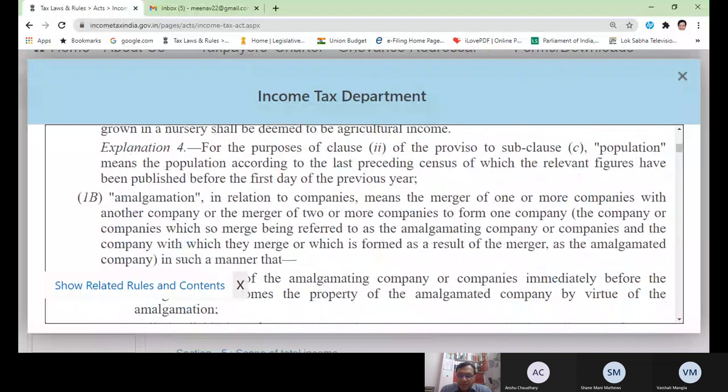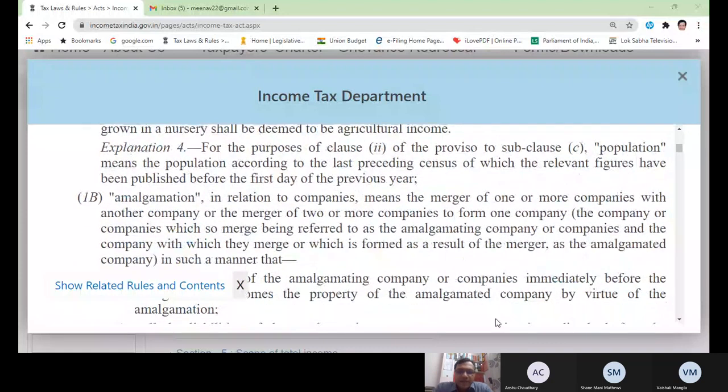Is the meaning of agricultural income a little bit clear? Section 2 clause 1A requires self-study on your part also. Have you understood the main crux of agricultural income? If yes, please raise your hand.